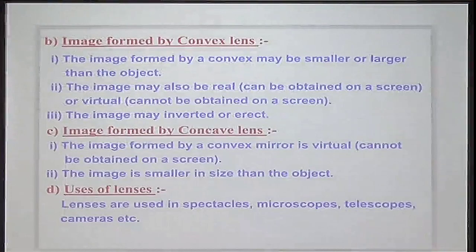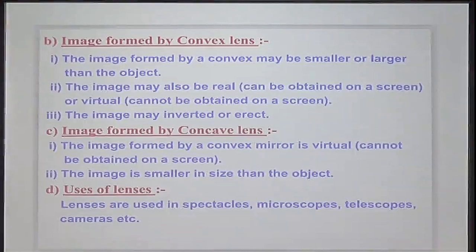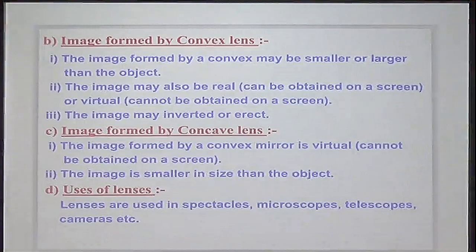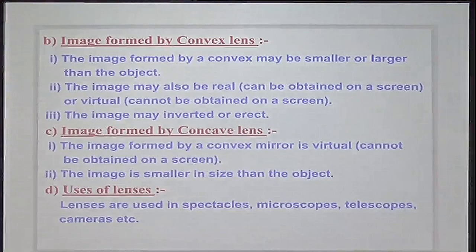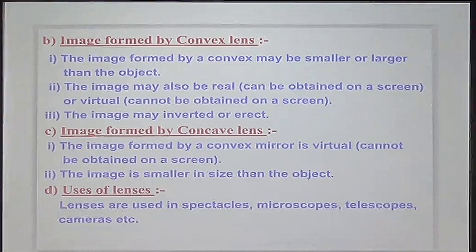Now the characteristics of the image formed by convex lens and concave lens. The first characteristic of a convex lens is the image formed may be smaller or larger than the object. Second, the image may be real or virtual depending upon the object distance. When the object is kept close to the lens, the image is always virtual. When kept at a very far distance, it is real. The third is the image formed by a concave lens, which is always virtual and erect. Uses of lenses: lenses are used in spectacles, microscopes, telescopes, cameras, etc.